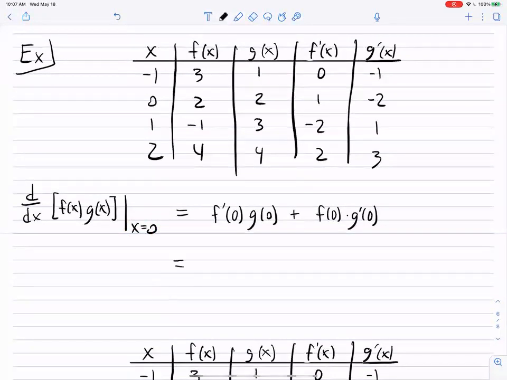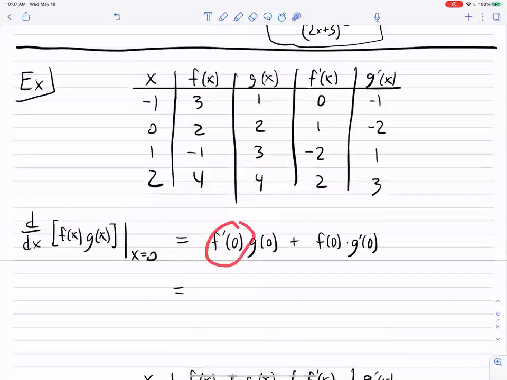All right, and so now we just plug in the values. So what is f prime of 0? Well, I go to 0 in this column and I look at the values. F prime of 0 is 1. And so it's going to be 1 times, what is g prime of 0? G prime of 0 is -2, times -2 plus, what is f prime of 0?